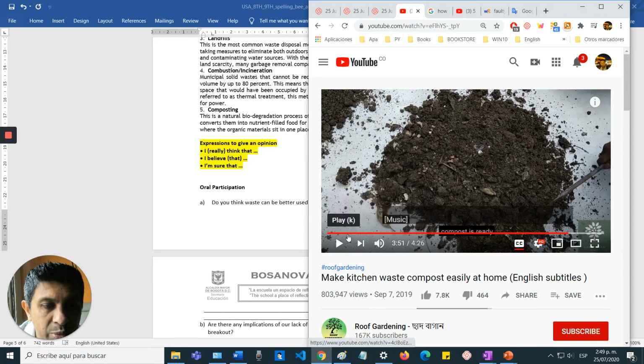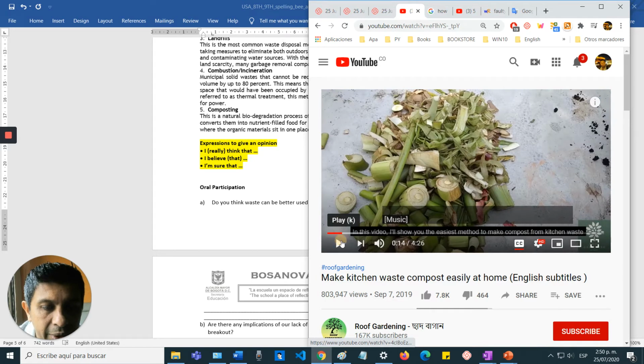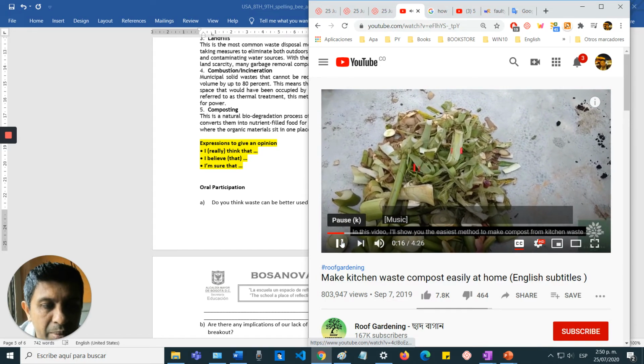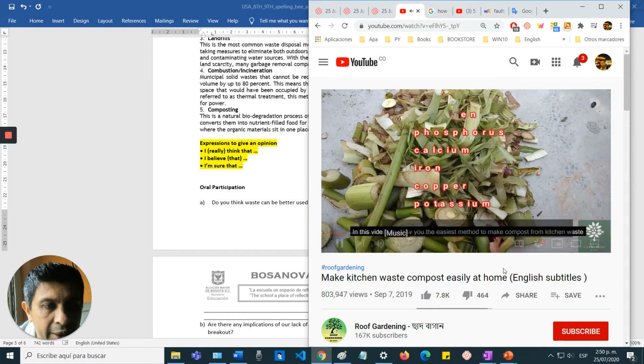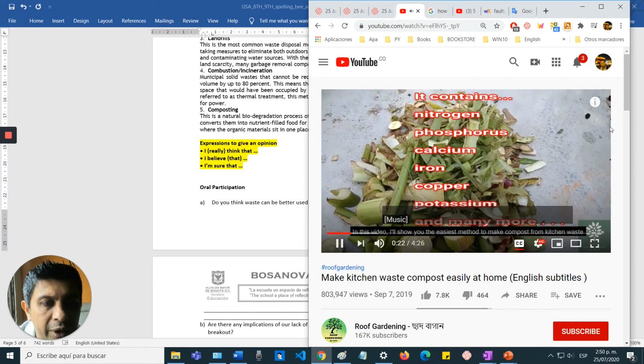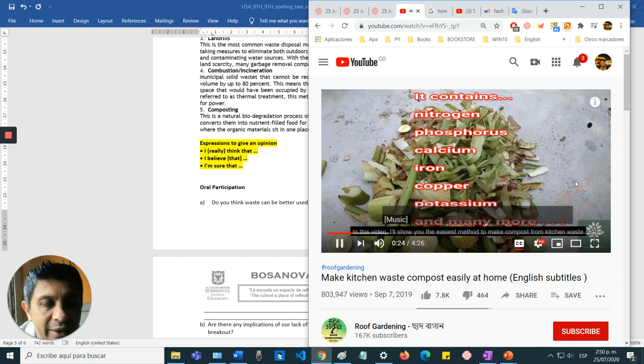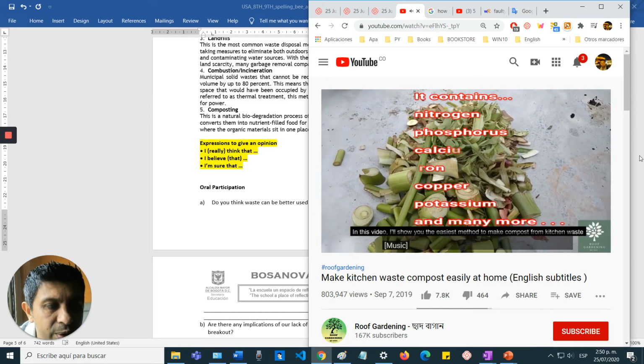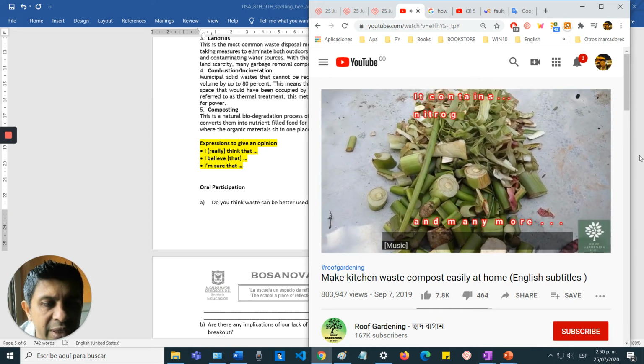So, in this part, let's take the alternative. Waste compost. I'm gonna fast forward, sorry, the video because you have to look at important details.